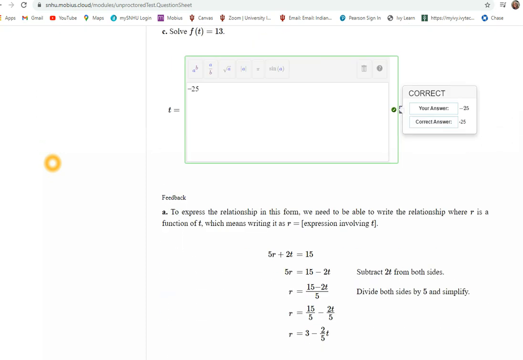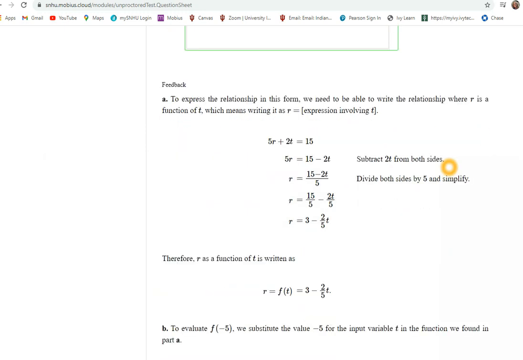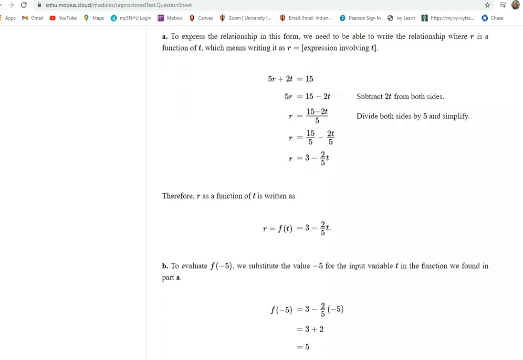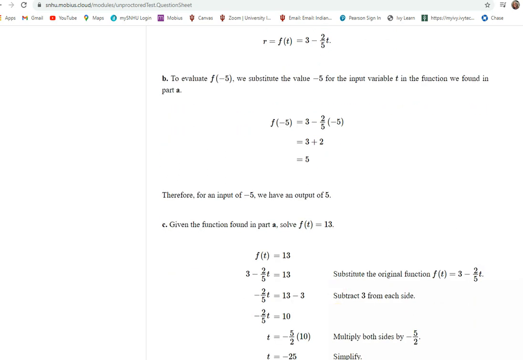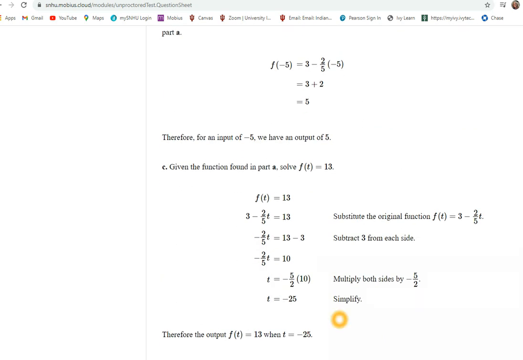I'm good. And then down here they show you pretty much exactly what I did, except right here they didn't put it in descending order. But that's okay. It still works. They did plug and chug the -5 and got 5, and then they did set it equal to 13. They put the 13 on the right side. I had it on the left side, but it doesn't really matter. They got the same answers. It's all good.